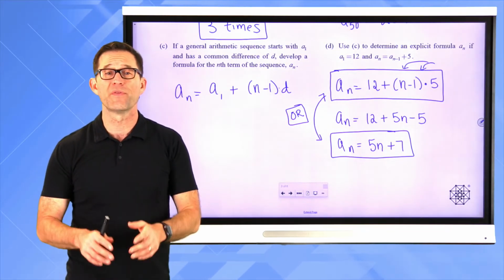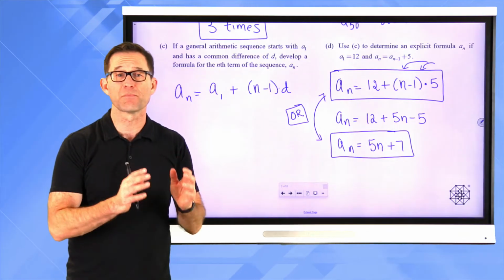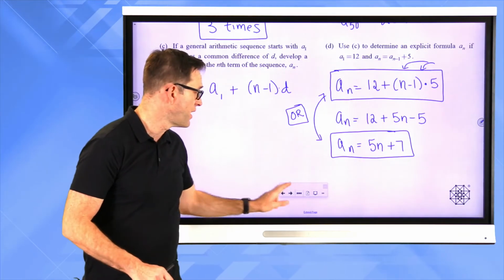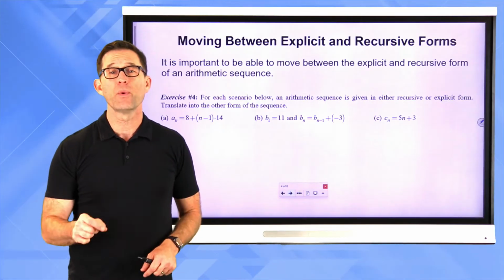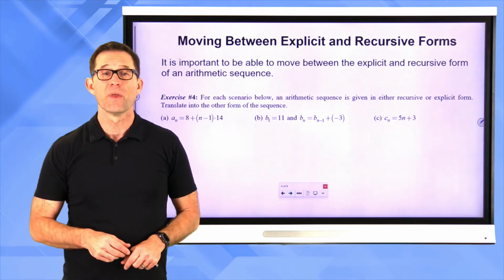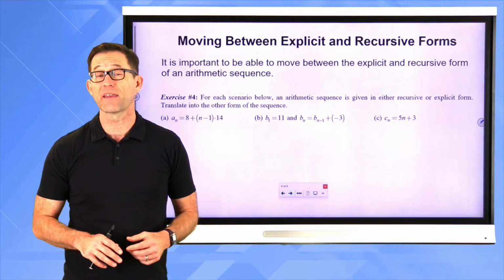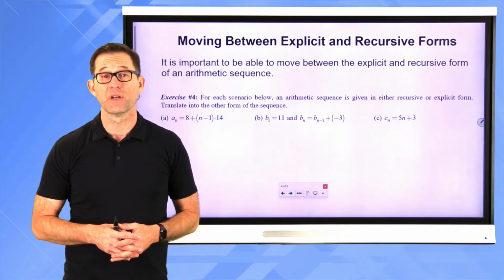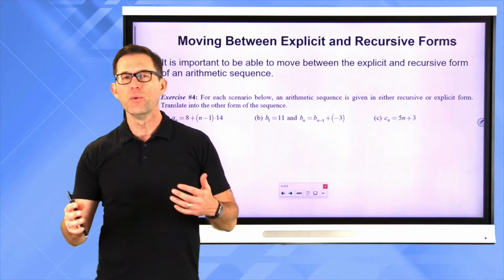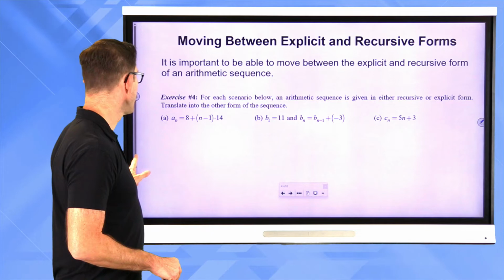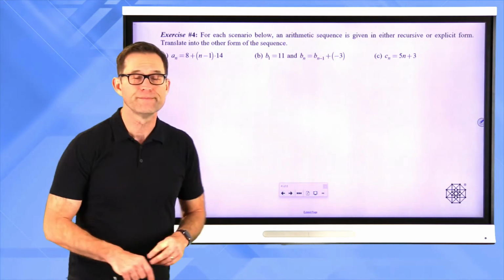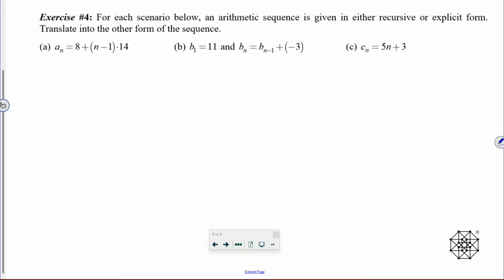All right, let's keep working with this recursive versus explicit representation of an arithmetic sequence. Moving between the explicit and recursive forms. It's important to be able to move between the explicit and recursive form of an arithmetic sequence. In fact, it's a fluency expectation at this level that you can go fluently between the two. So let's take a look at that process in exercise number 4. For each scenario below, an arithmetic sequence is given in either recursive or explicit form. Translate into the other form of the sequence.